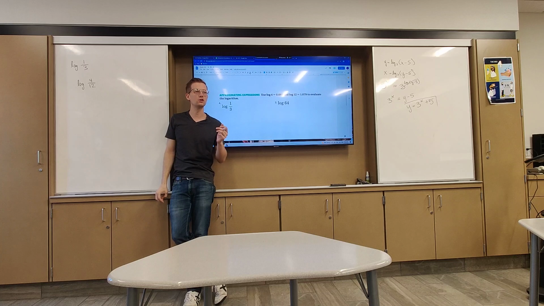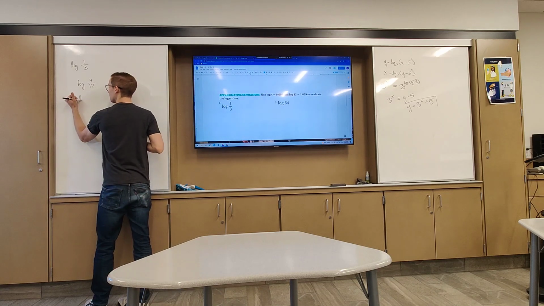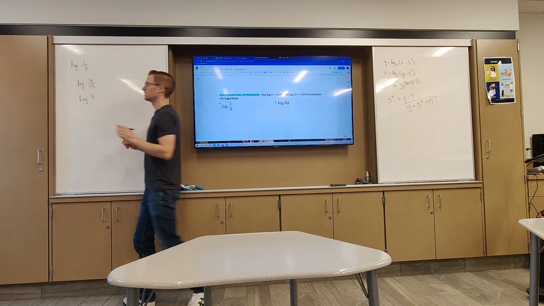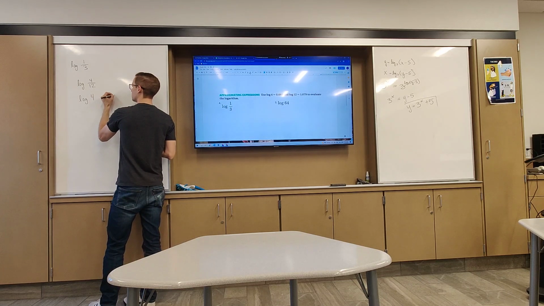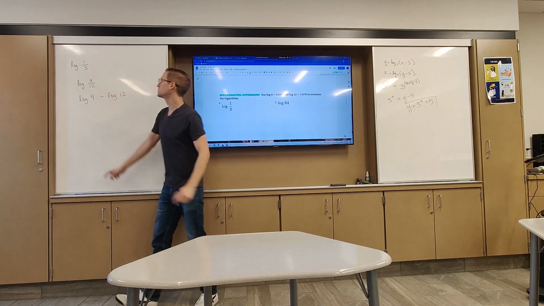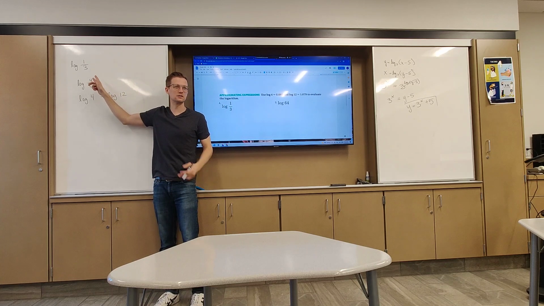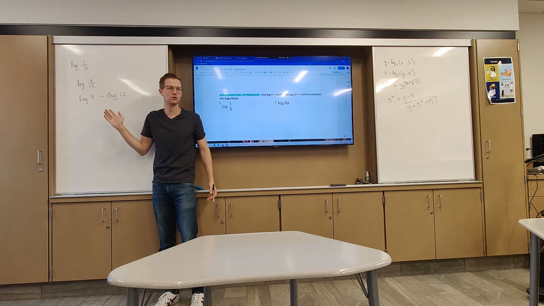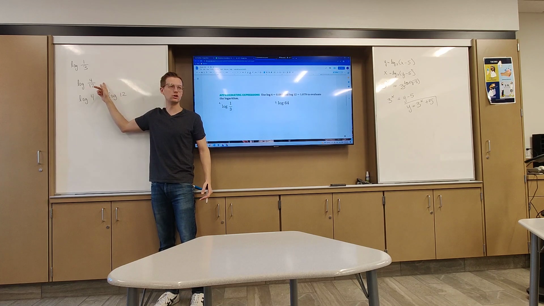The quotient property. What does the quotient property of logs tell us? That it's log 4 plus log 12. No, when it's division, it's minus. So log 4 minus log 12. So this is equal to this just because of standard algebra, right? 1/3 is the same thing as 4 divided by 12. And by the quotient property of logs, if I have log of 4 divided by 12, that's the same thing as log of 4 minus log of 12.